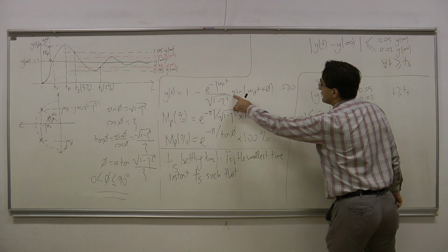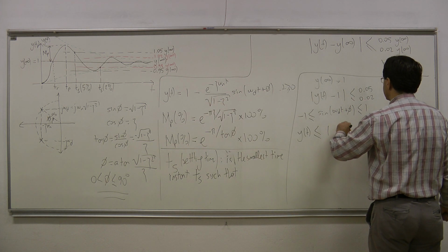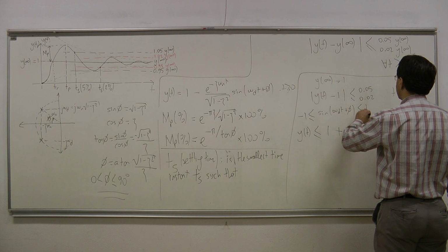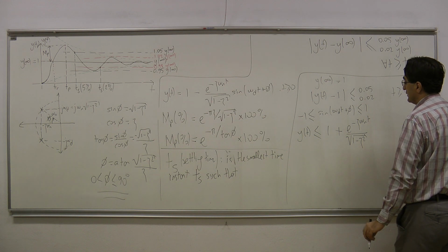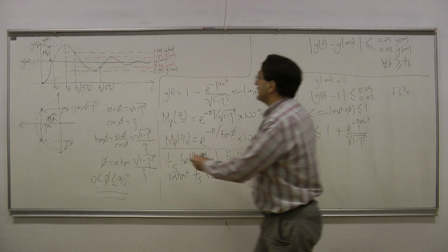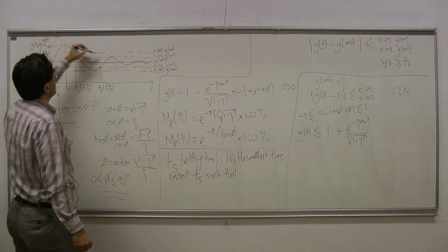So this -1 cancels this -1, and I would get 1 plus e to the minus psi omega n t divided by the square root of 1 minus psi squared. This is exactly the upper envelope of this response.